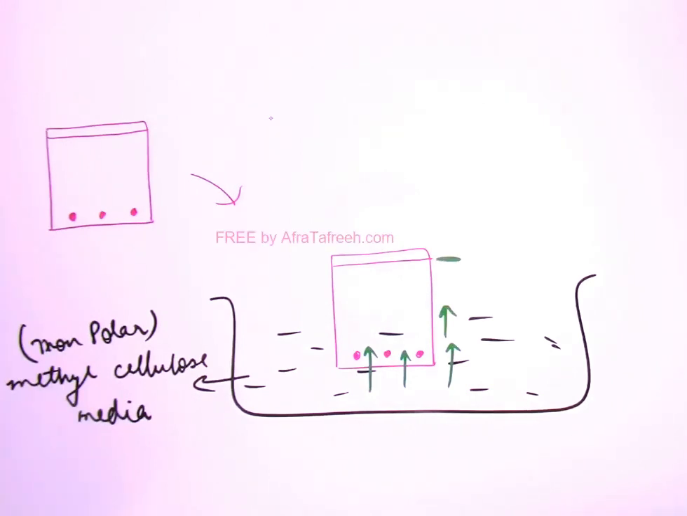When the wetness has reached this line, we will take out the paper and do the staining of this paper. So let's say the results of my staining are: this amino acid has given a stain here, this amino acid has given a stain here, and this amino acid has given a stain here.